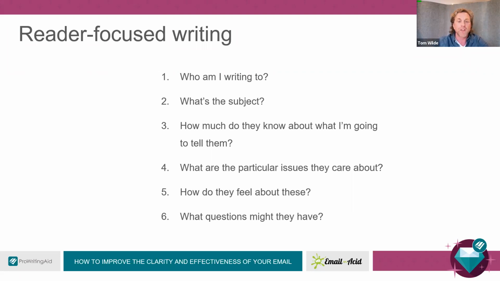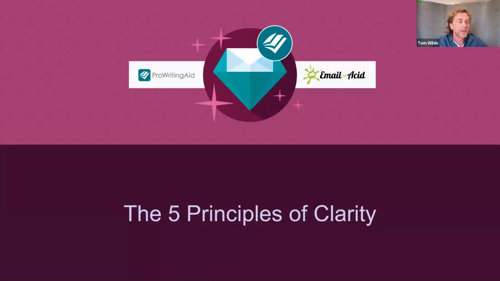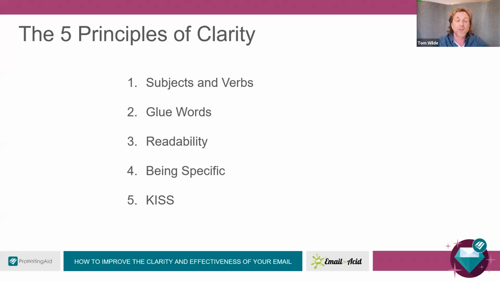Okay, that's it. Those are the two starters. Those are the entrees done. Let's move into the detail, the 5 principles of clarity. We're going to look at subjects and verbs, glue words, readability, being specific, and we'll end with KISS. Okay, let's get into number 1, subjects and verbs.